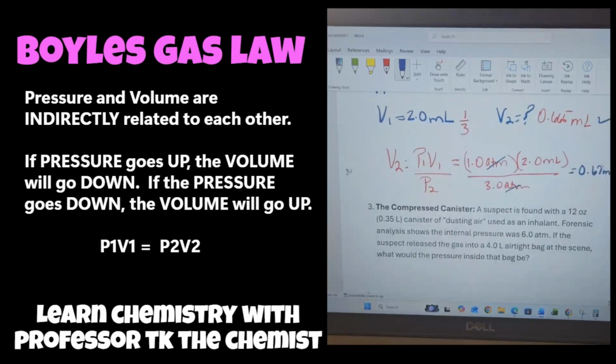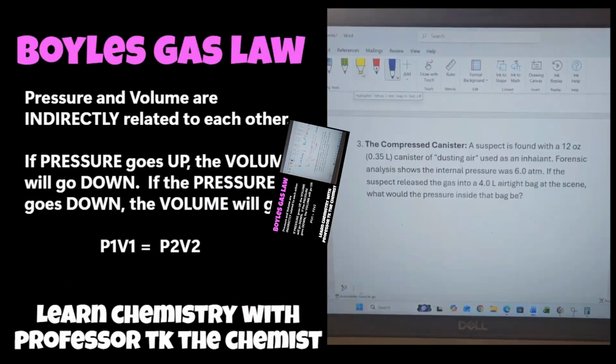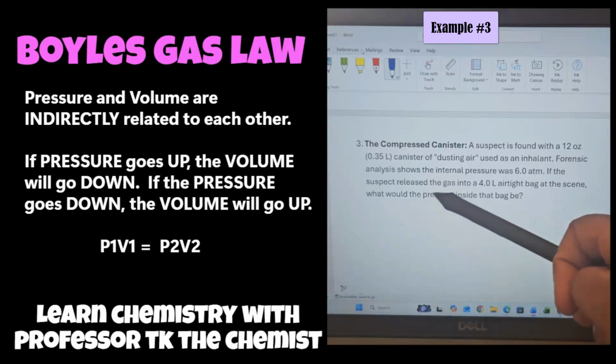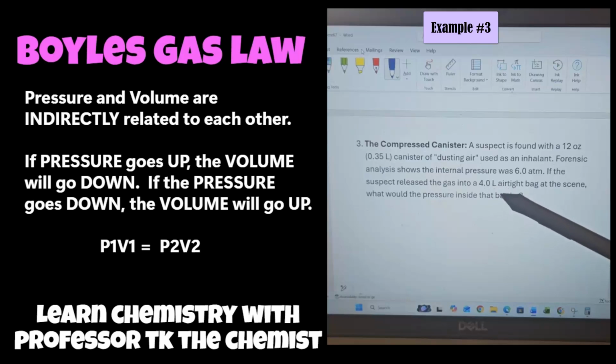All right, here is our next example. A suspect is found with a 12 ounce, or 0.35 liter, canister of dusting air used as an inhalant. We know what you're doing, right? Forensic analysis shows the internal pressure was 6.0 ATMs. If the suspect released the gas into a 4.0 liter airtight bag at the scene, what would the pressure inside the bag be?